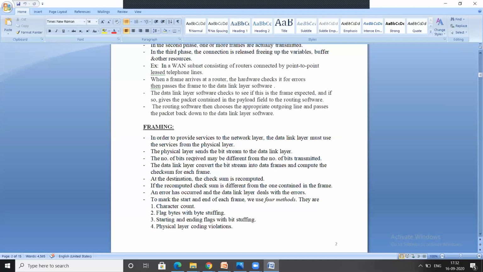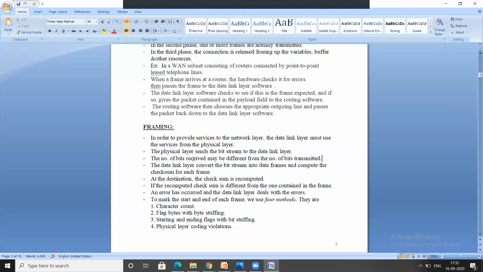Now at the data link layer, the number of bits received by the data link layer may be different from the number of bits transmitted by the physical layer. How does the data link layer know whether the bits are modified or changed?